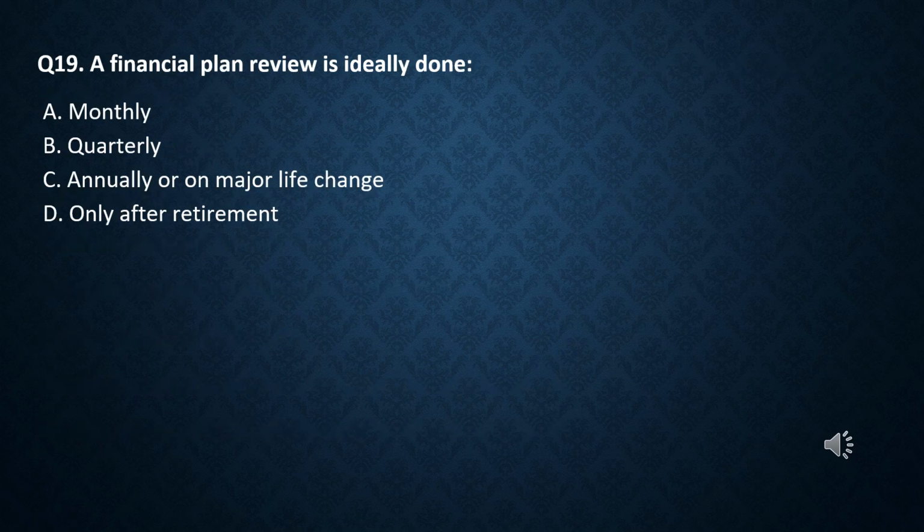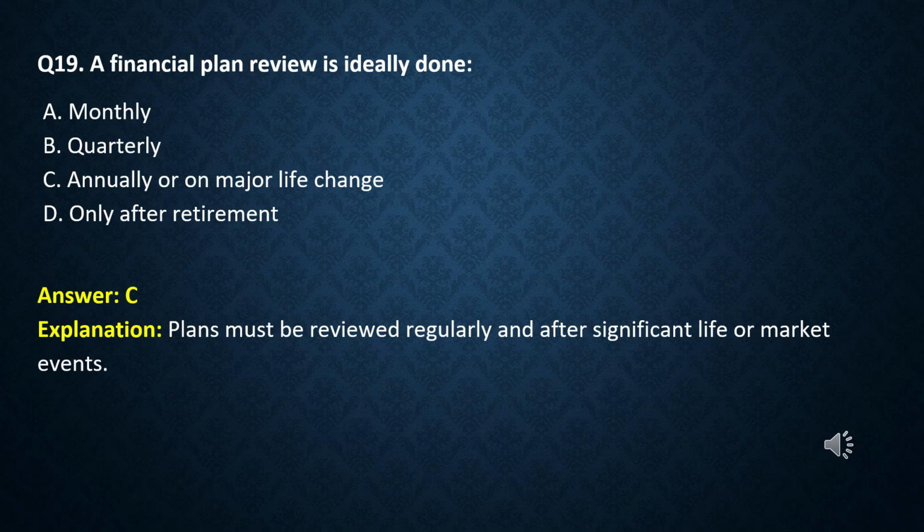Next question. A financial plan review is ideally done: option A monthly, option B quarterly, option C annually or on major life change, and option D only after retirement. Correct answer is option C, annually. Plans must be reviewed regularly and after significant life or market events.